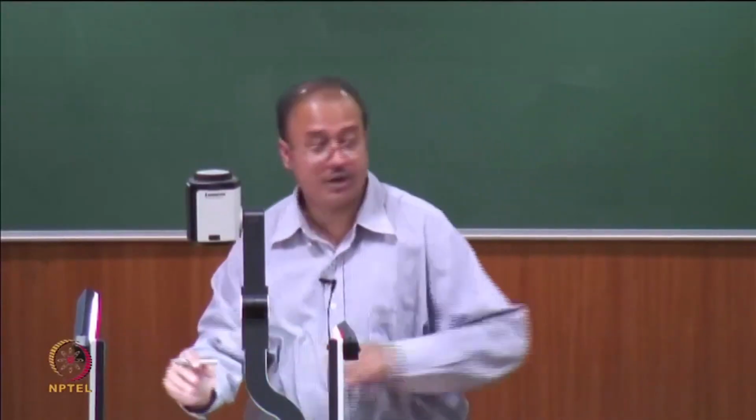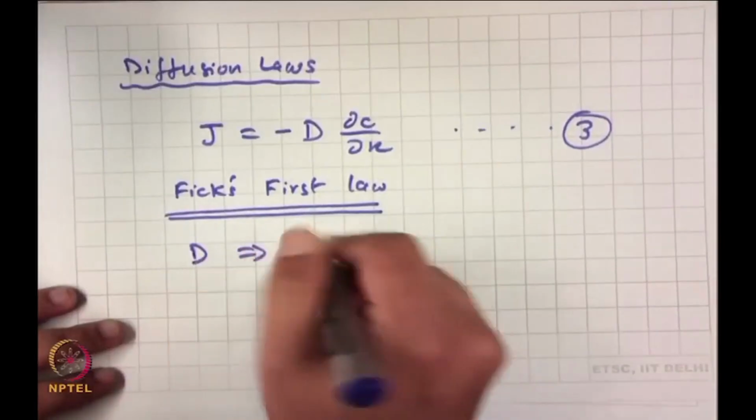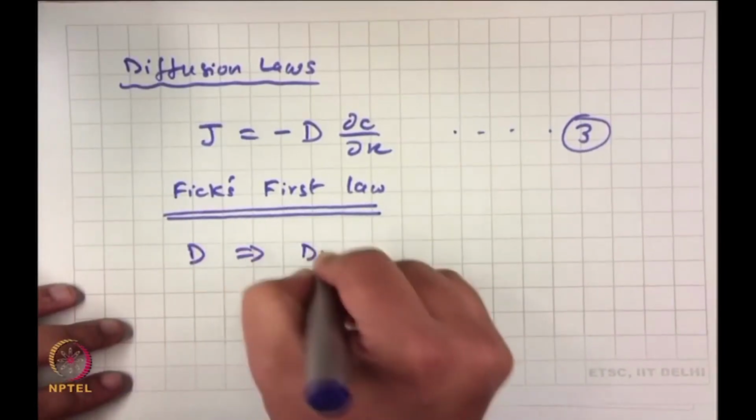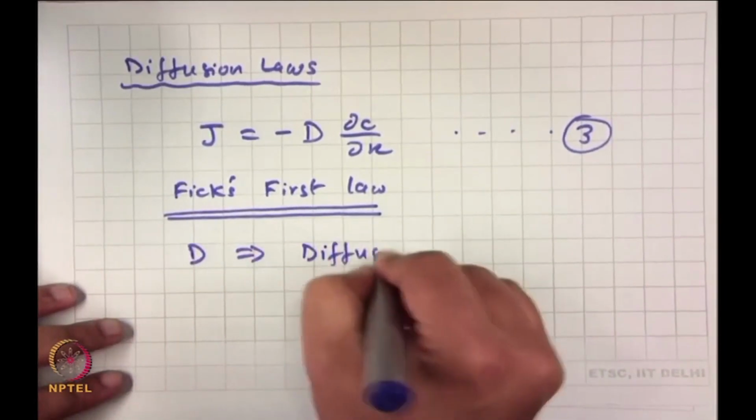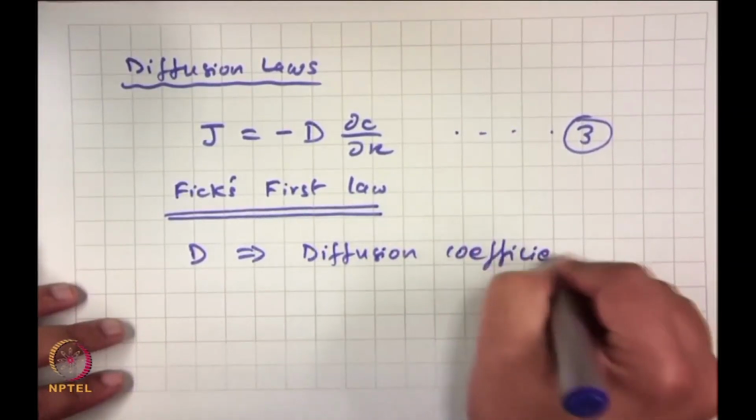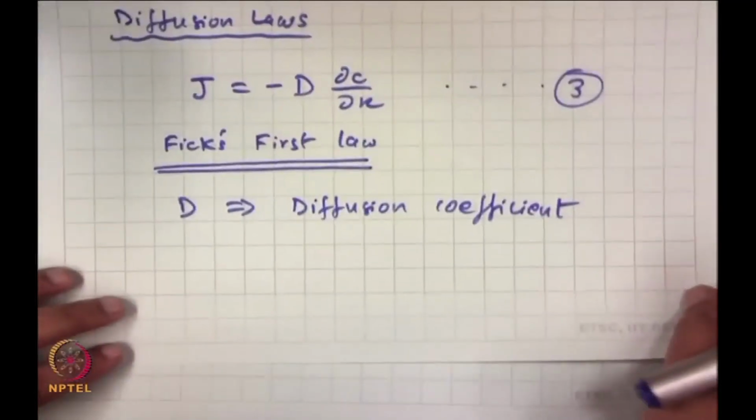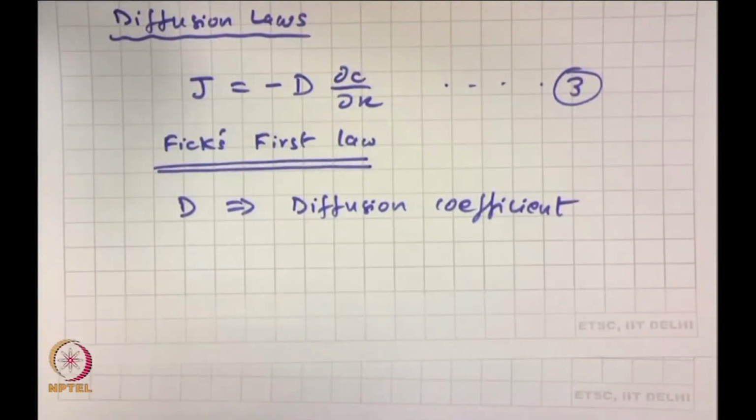Okay. So, what you can write here is D is a constant which is referred to as diffusion coefficient, okay, and del C by del x obviously is your concentration gradient.